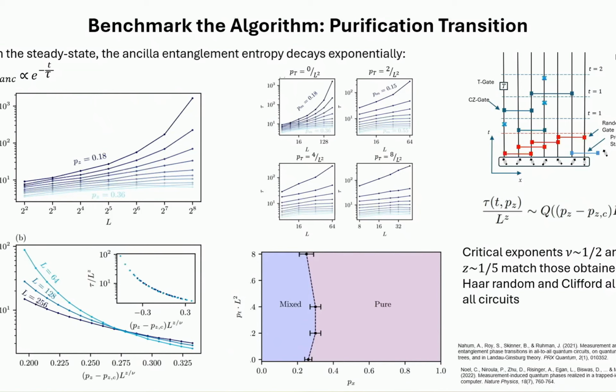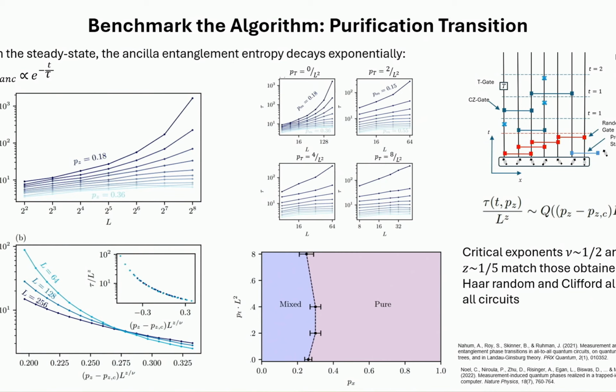To benchmark this algorithm, we looked at something called a purification transition. The idea of a purification transition is you have some ancilla qubit, and you couple it to your system, and then you grow the entanglement between the ancilla and the rest of the system by acting some random Clifford gates on it, and then you just run your circuit. As you run your circuit with measurements, the entanglement between the ancilla and the rest of your system will decay exponentially with some decay rate tau. And you can identify a phase transition in the reduced density matrix of the ancilla.